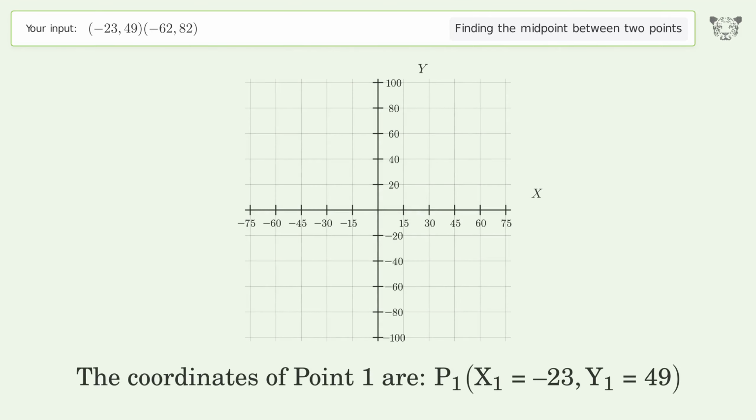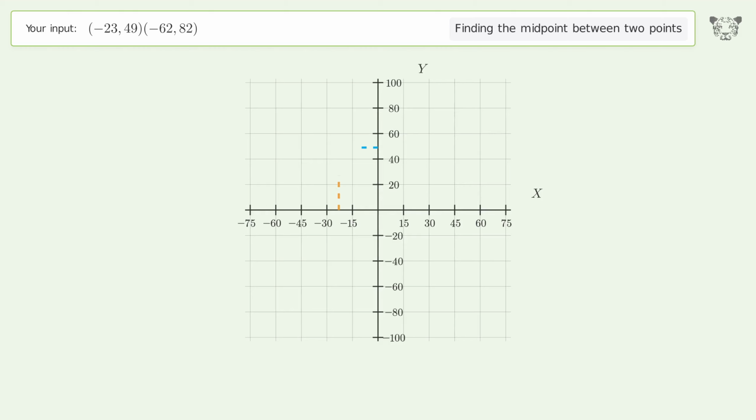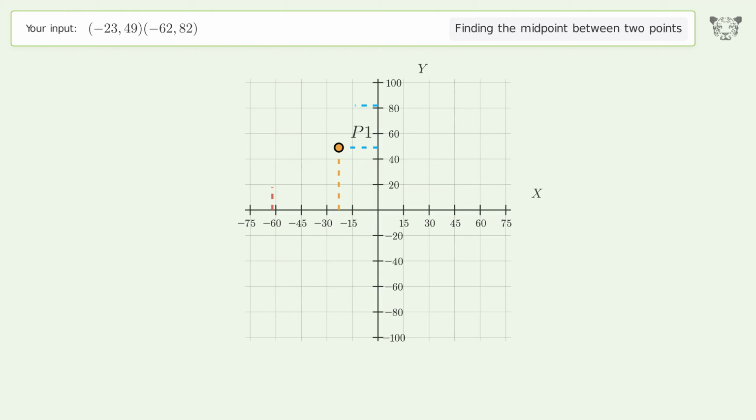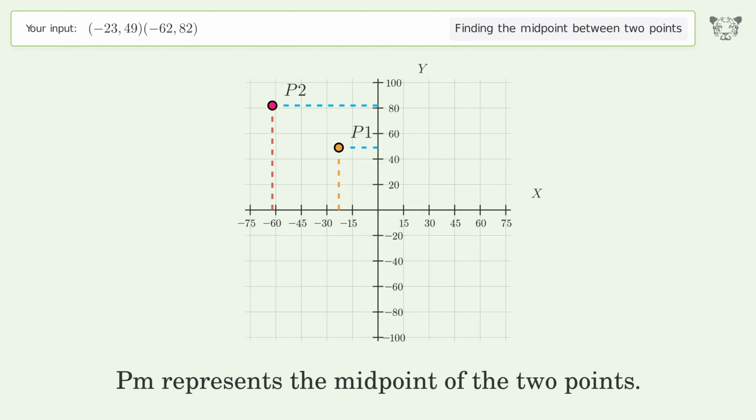The coordinates of point 1 are, x1 equals negative 23, y1 equals 49. The coordinates of point 2 are, x2 equals negative 62, y2 equals 82. PM represents the midpoint of the 2 points.